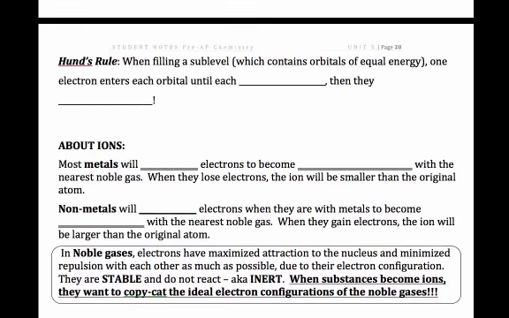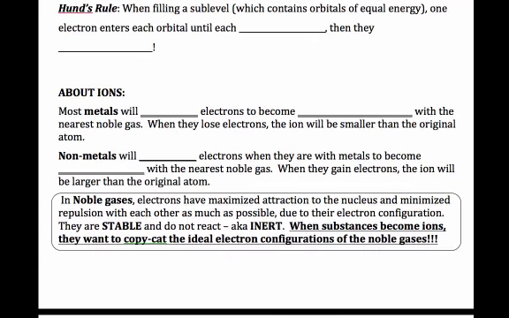All right, Hund's rule. When filling a sublevel, I'm just going to take the p sublevel. The p sublevel has 3 orbitals, so we have 3 m sub l's. All right, and what Hund's rule says is you fill each separately.